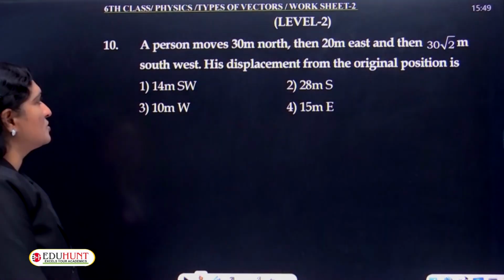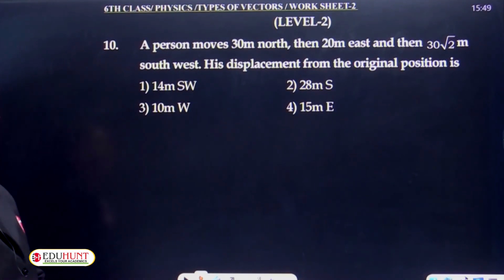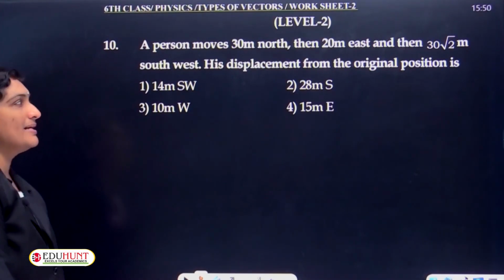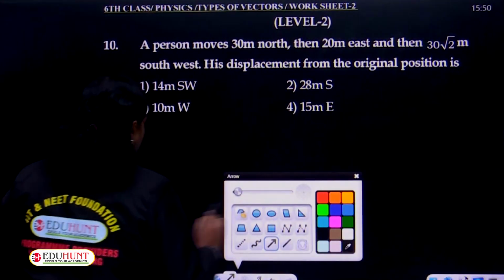Well, moving to the next question. Level 2, 10th question. A person moves 30 meters north and 20 meters east and then 30 root 2 meters southwest. His displacement from the original position is. Let us try to picturize this, children.